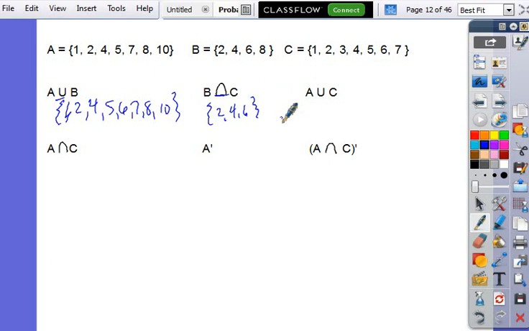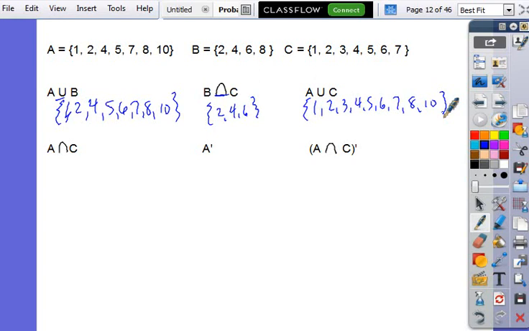All right. A union with C. So that means if it's in either A or C, it's got to work. 1, 2, 3, 4, 5, 6, 7, 8, 9, 10. Is that right? I got 1 through 7 in C, so I know I've got those. Put in the 8 and 10 from over there. We're good.